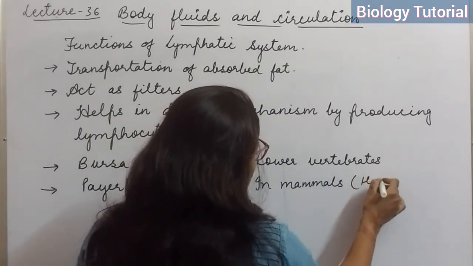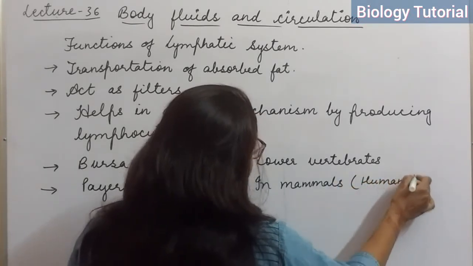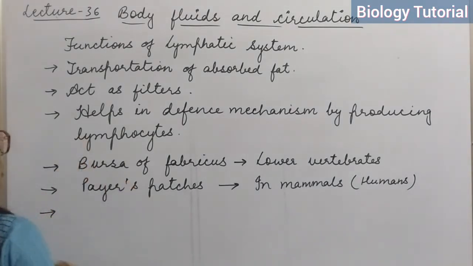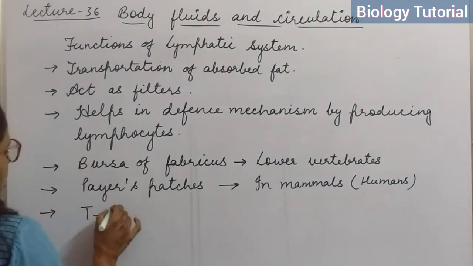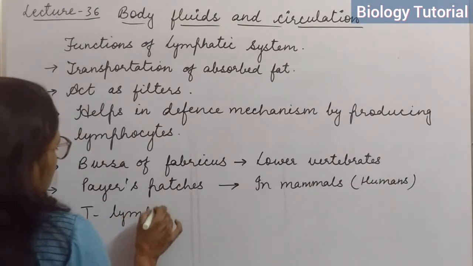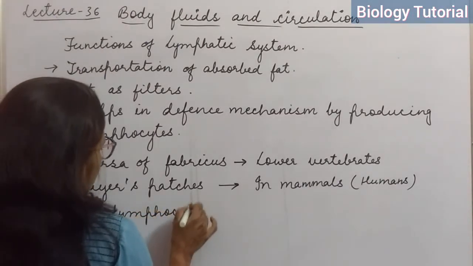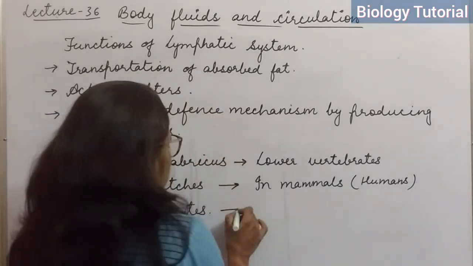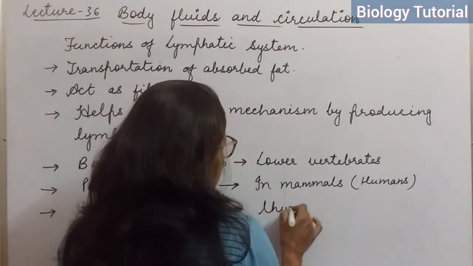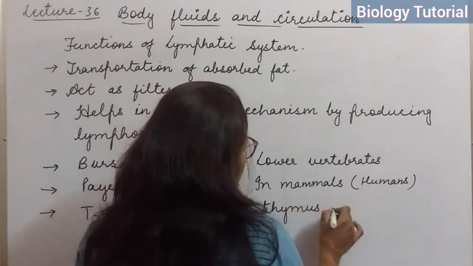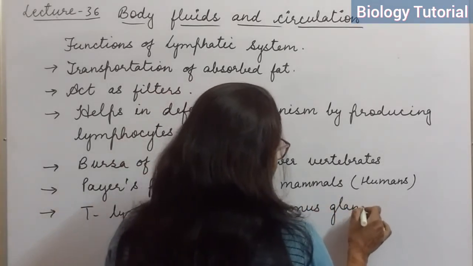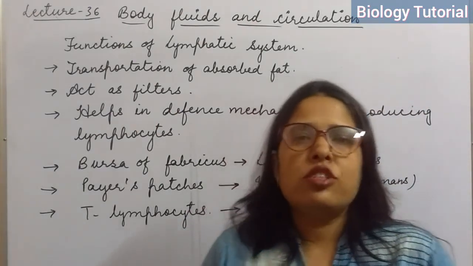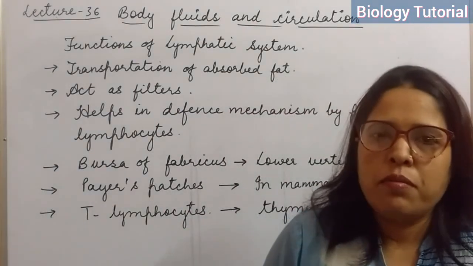Okay. The second type of lymphocyte produced by the lymphatic system is the T lymphocyte, and this T lymphocyte is produced in the thymus gland. All of these provide immunity to our body. Clear? So this is all about the lymphatic system.